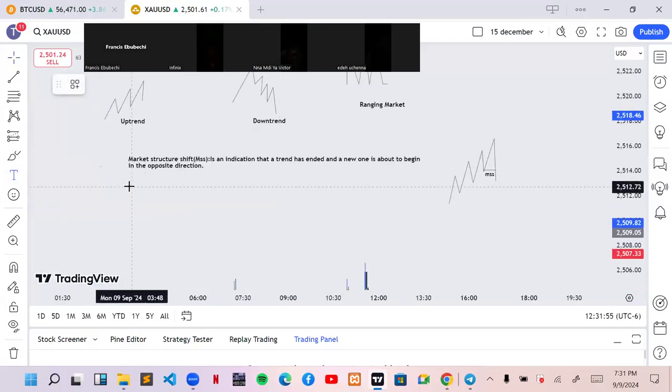Break of structure is almost the same as market structure shift, but once a market structure shift happens, they're taking a trade in the opposite direction. But in break of structure, once there's a structure break, it's still going to continue trending in the same trend it was traveling at before. So break of structure.